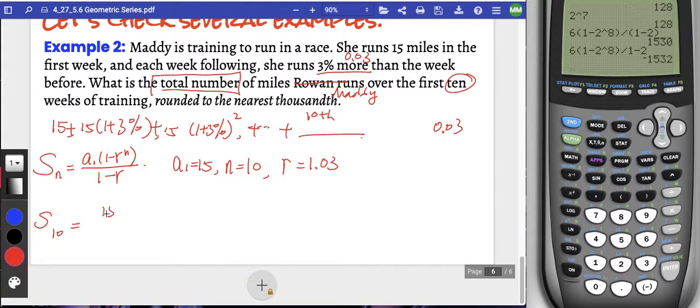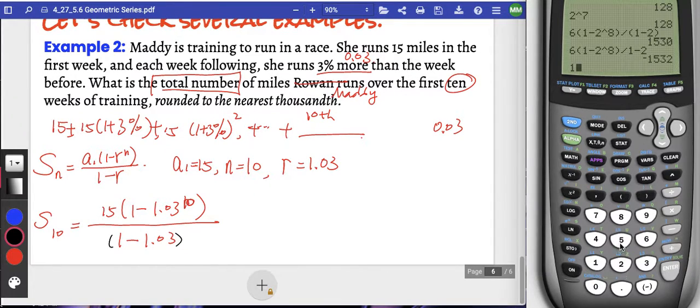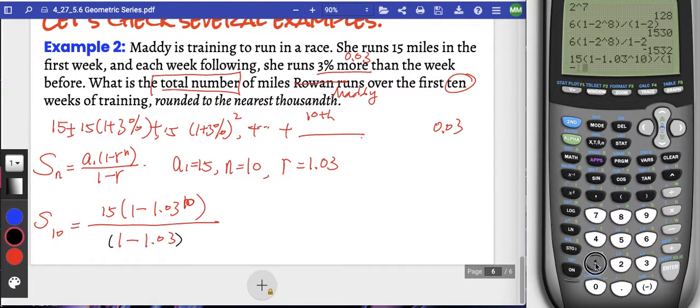So a1 is 15, times 1 minus 1.03 to the 10th power because n is 10, divided by 1 minus 1.03. Again, when I put it in the calculator, I'm going to remind myself to put parentheses around this so I can guarantee I get the right answer. So it's going to be 15, parentheses, 1 minus 1.03 to the 10th power because this is 10 weeks, parentheses, then divide. Again, I'm going to put parentheses so I can guarantee I get the right answer.